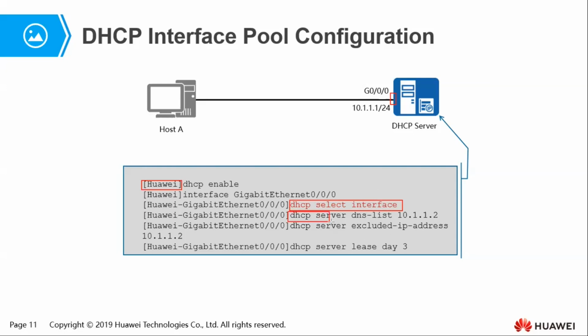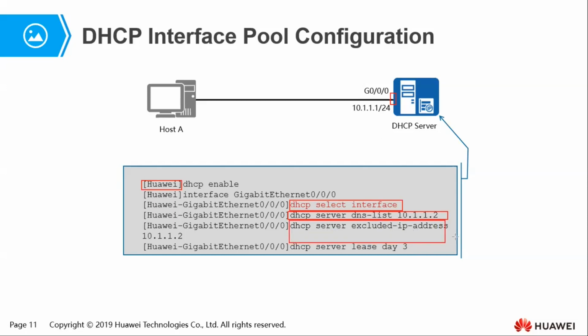Then, other than the IP address, we want it to give this IP address as the address of the DNS server. So the command is DHCP server DNS-list 10.1.1.2. So that is the address of the DNS server.